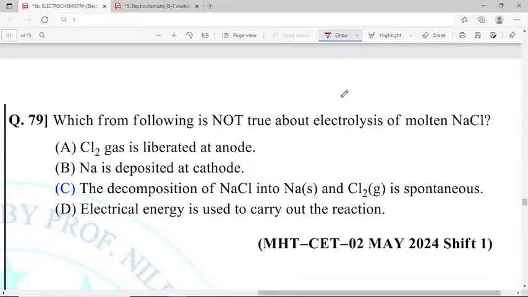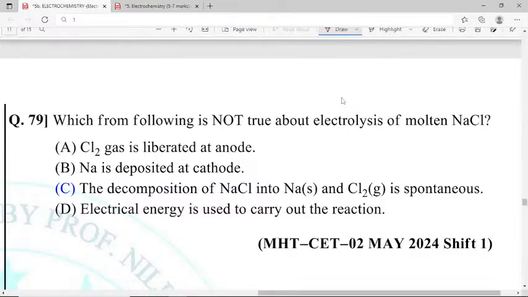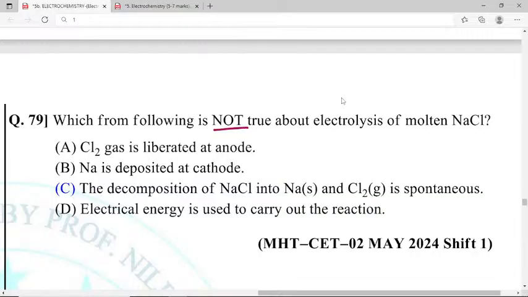Next question 79. Which from following is not true about electrolysis of molten NaCl? Chlorine gas is liberated at anode, correct. Sodium is deposited at cathode, correct. The decomposition of NaCl into Na and Cl2 is spontaneous. It is non-spontaneous. This is not true because this is an electrolytic process. Electrical energy is used to carry out the reaction, correct.